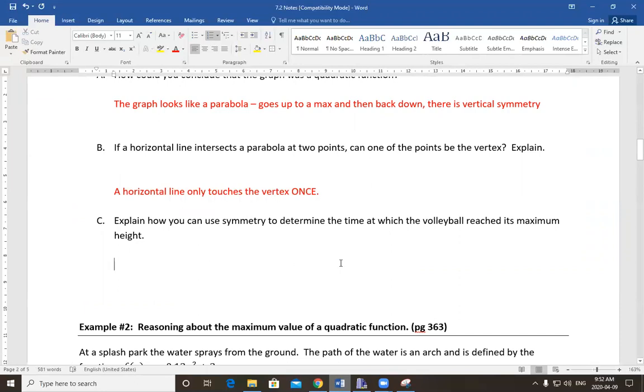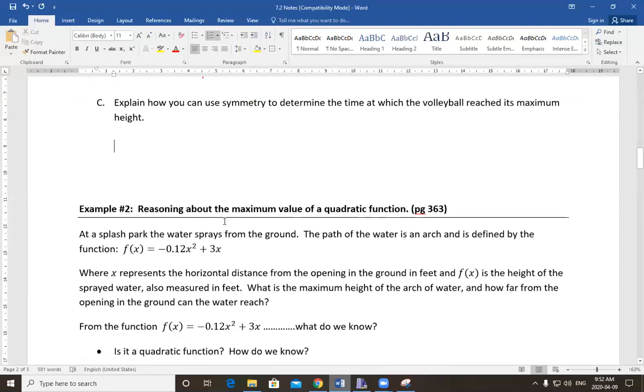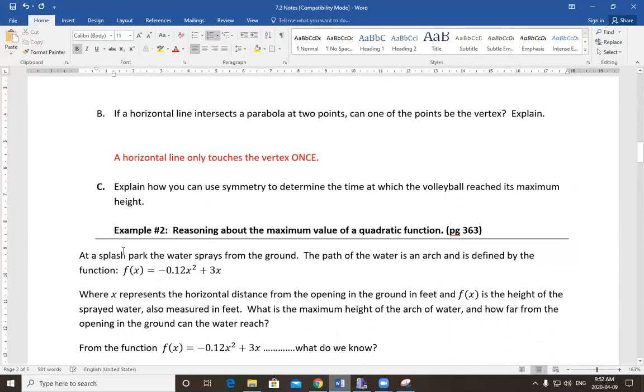Explain how we can use symmetry to determine the time at which the volleyball reached its maximum height. We already did that. Okay, I did it verbally. I'm not going to write it out here. All right. So we'll begin with looking at an actual example here where we're going to use some graphing.